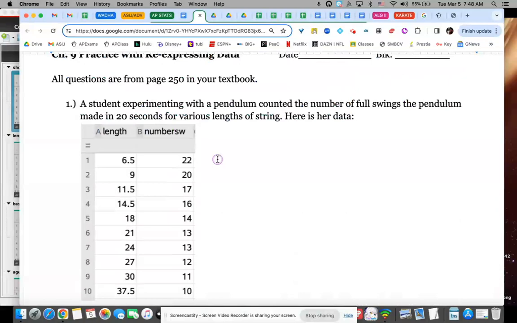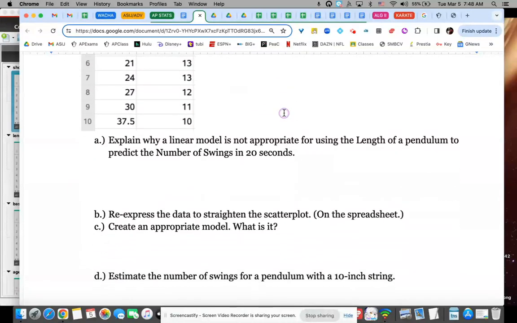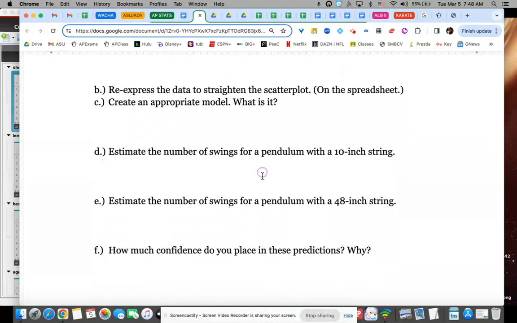Okay, here I go. So the first set is a pendulum, and we're swinging a pendulum back and forth. One of the physics things is that if the length of the pendulum gets longer, then the swing will get slower. It'll seem slower, like the number of swings that you can get in is slower. So that's what this is graphing out. All right, and then we're going to try to explain why isn't a linear model good? How can we re-express it and straighten it out and create an appropriate model, right? And then using that model to do some estimations. Okay, so let's take a look.